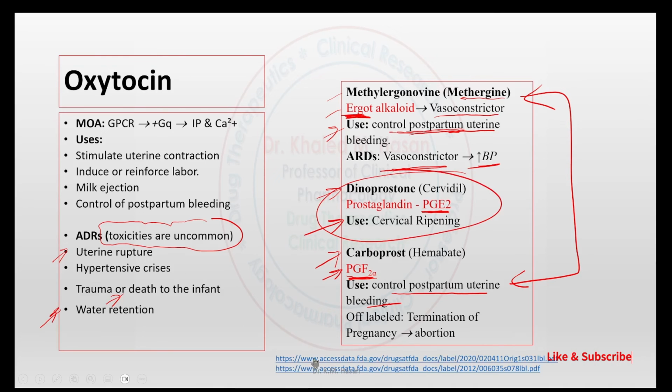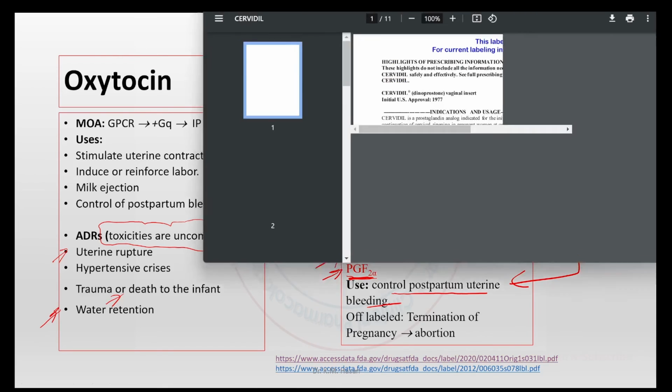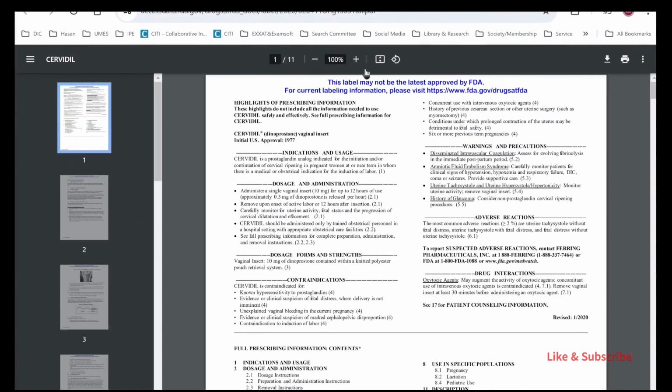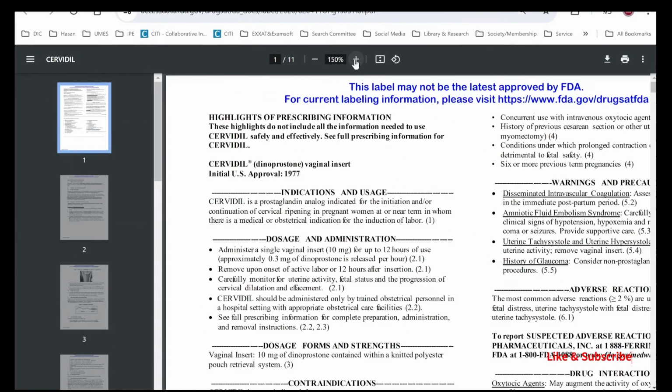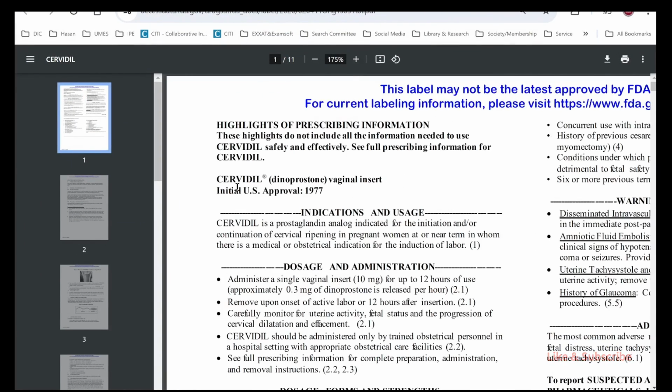If you click on the first link here, I will share with you what we have there regarding dinoprostone. From the name Cervidil, this one reminds us of the cervix. You can see Cervidil, dinoprostone, is a vaginal insert. Okay, so dinoprostone.